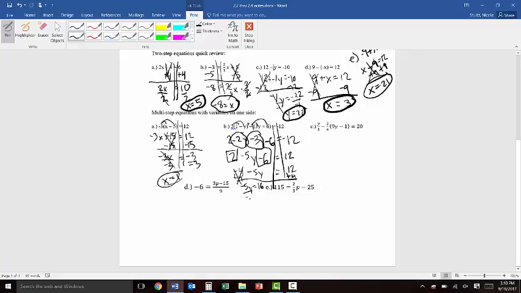And then you're going to divide by negative 5. And I apologize for running out of space with this problem. So your final answer is negative 16 over 5. Letter C, we have some fractions, but that's okay.